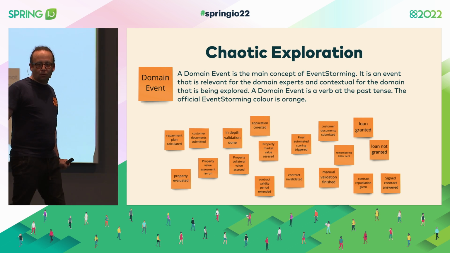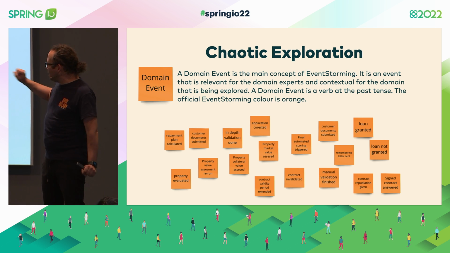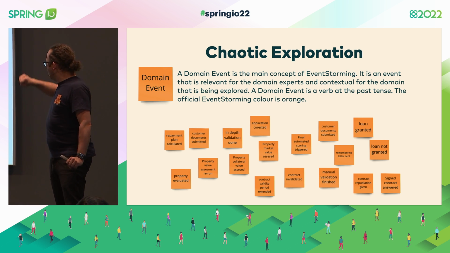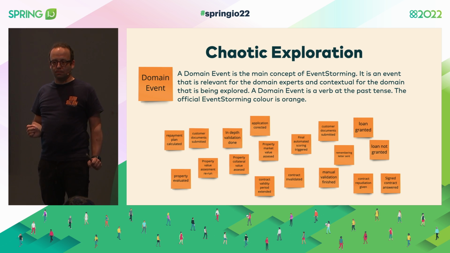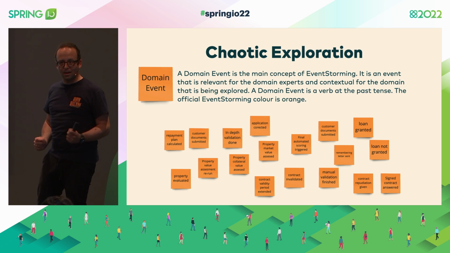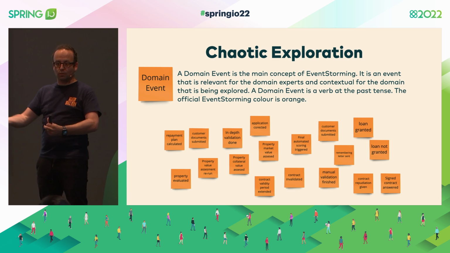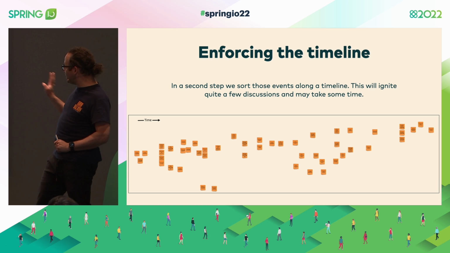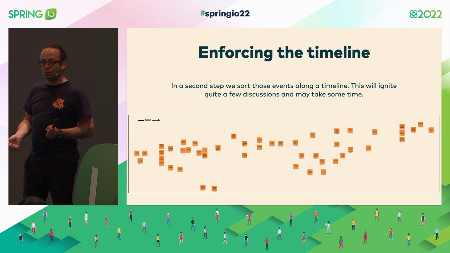Yeah? So stuff like application corrected, in-depth validation done, loan granted, loan not granted, signed contract answered, and not REST template initialized or something like that. We want to focus on business events, and we want to collect them in a brainstorming fashion. After that, we sort them in an order so that we can tell a story.